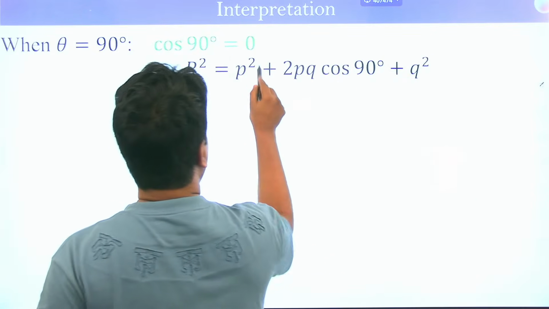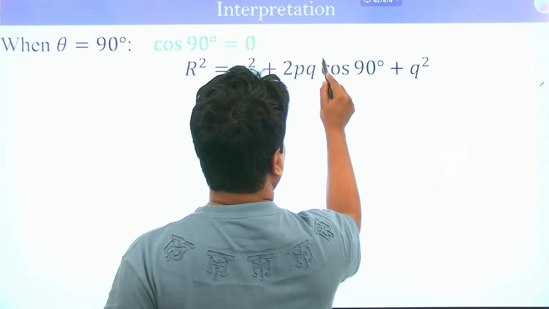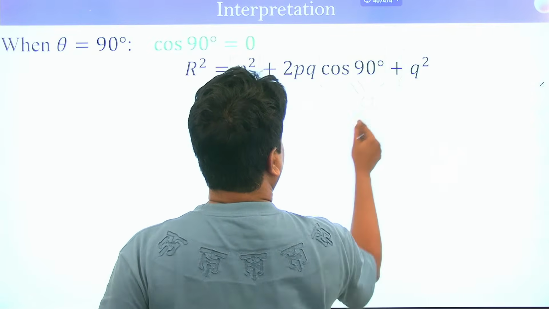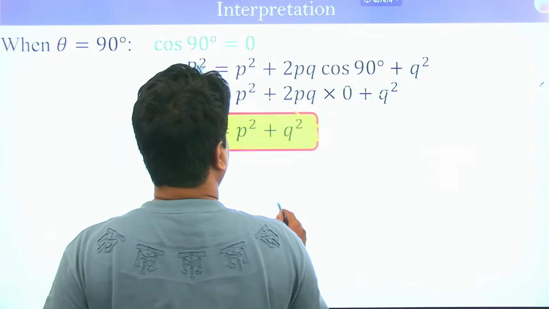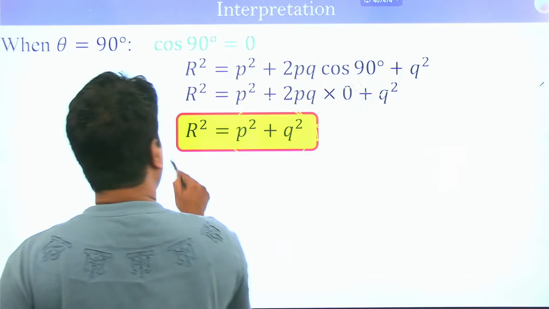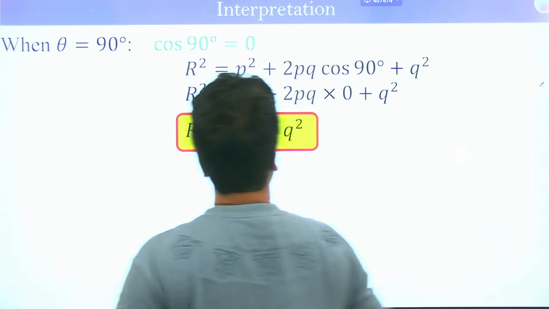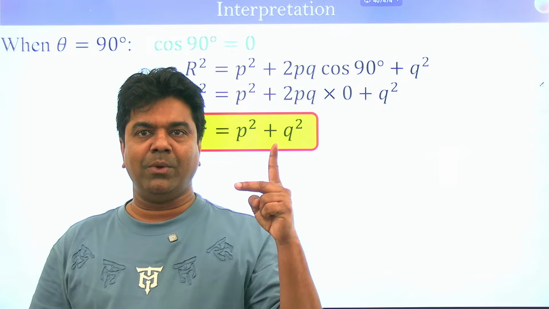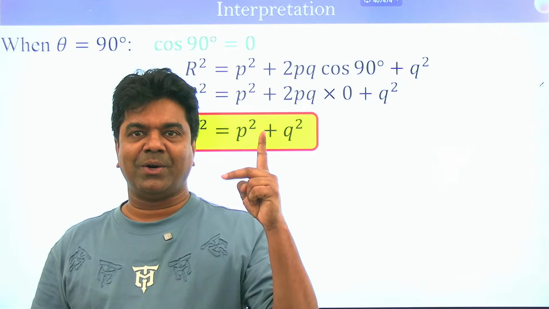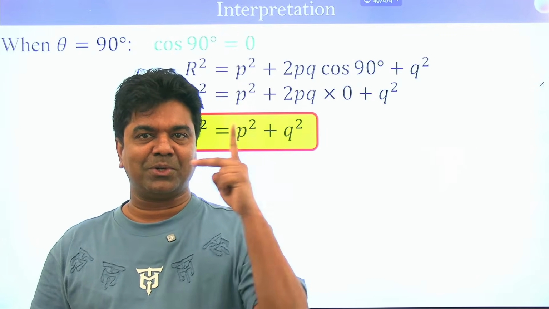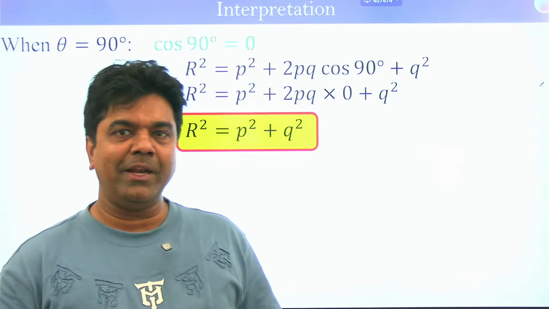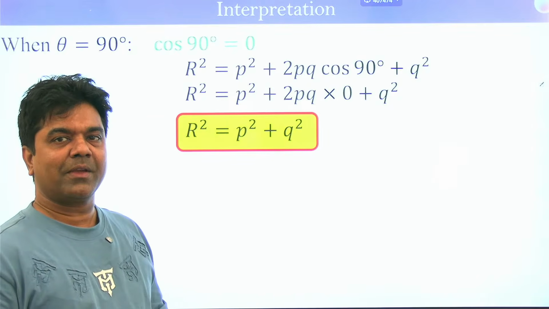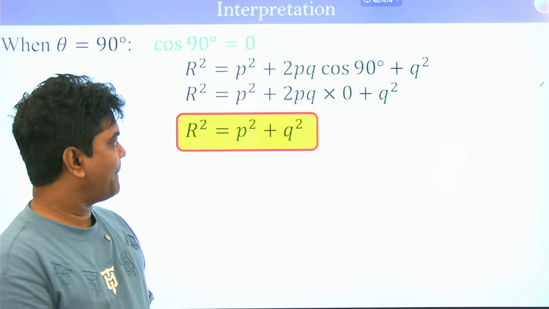So one thing: p squared plus q squared plus 2pq cos 90, where cos 90 is 0, so we get p squared plus q squared. This is a very useful formula. Always remember it, because when two vectors are perpendicular, one vertical and one horizontal, the resultant is the square root of p squared plus q squared.